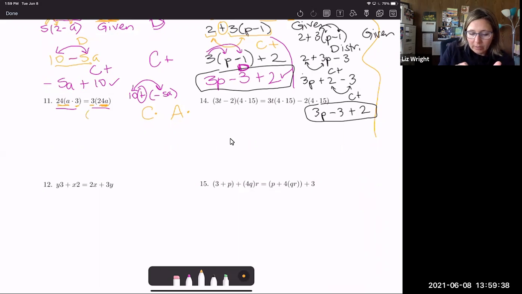So let's move. Well, hang on, I've got to write my given statement first. Here we go. 24 times the quantity of A times 3. This is our given statement.